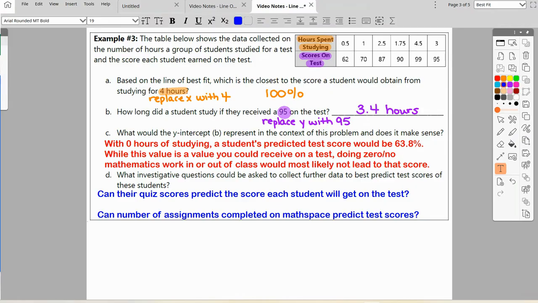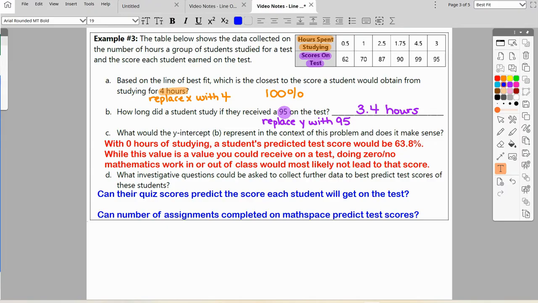just not likely. Last question is, what investigative questions could be asked to collect further data to predict test scores of these students? When I think about questions, and there are so many answers to this, I'm thinking about what else could predict test scores. So two things I thought of are, can their quiz scores predict the score each student will get on the test?